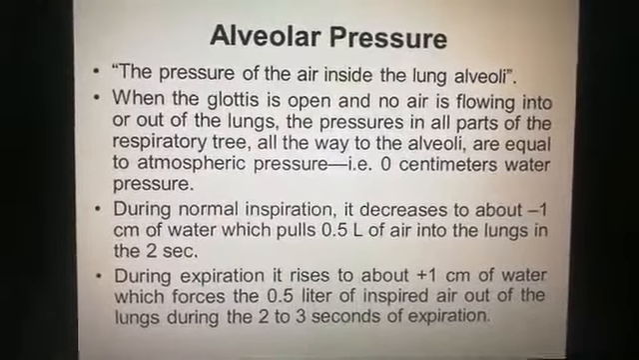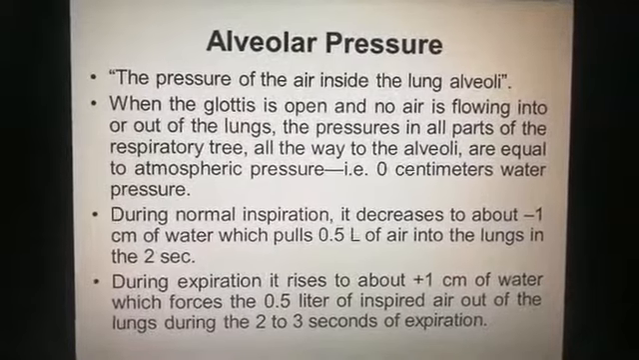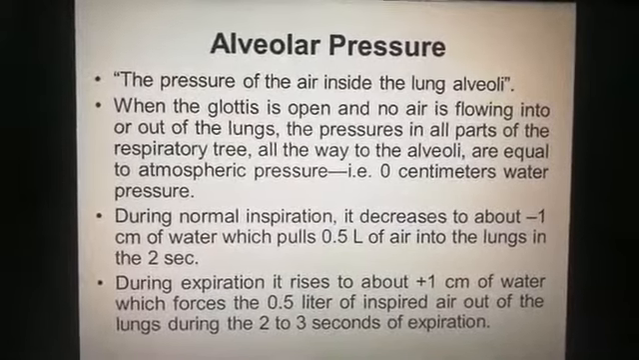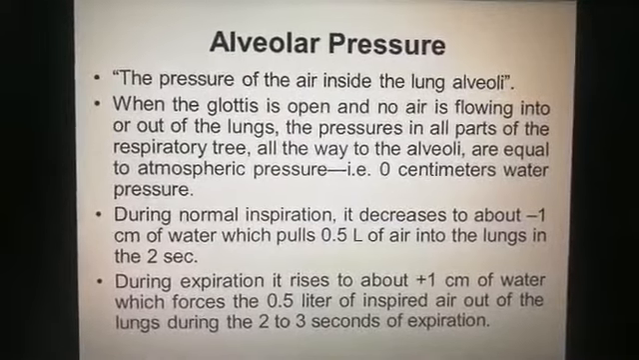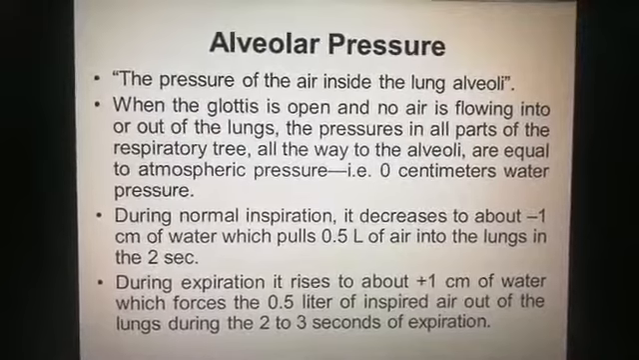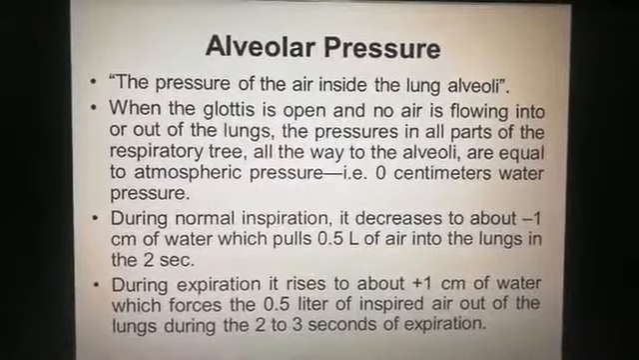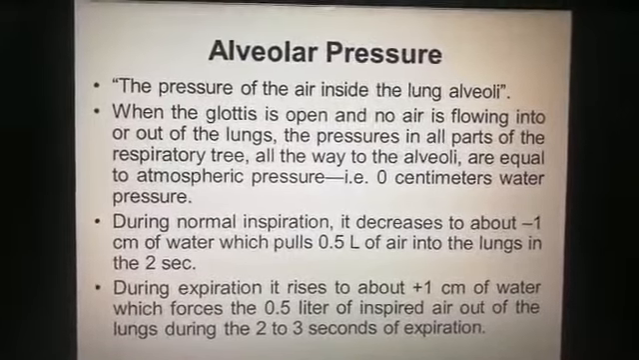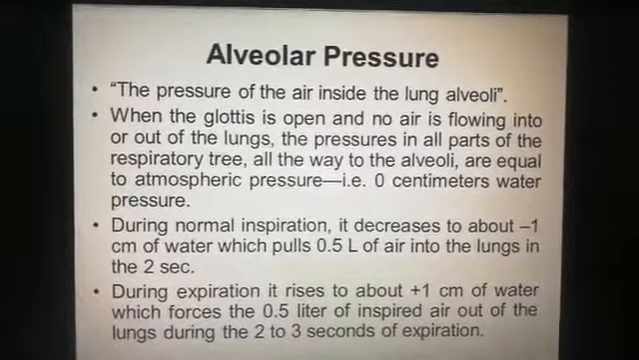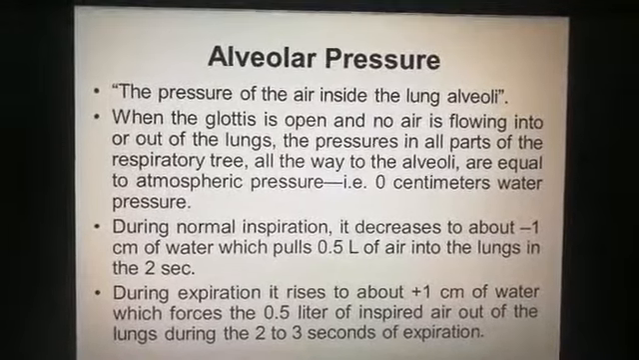When the glottis is open and no air is flowing into or out of the lungs, the pressure in all parts of the respiratory tree, all the way to the alveoli, is equal to atmospheric pressure, that is 0 centimeter of water. During normal inspiration, it decreases to about -1 centimeter of water, which pulls 0.5 liter of air into the lungs in the 2 seconds, and during expiration it rises to about +1 centimeter of water, which forces the 0.5 liter of inspired air out of the lungs during the 2 to 3 seconds of expiration.